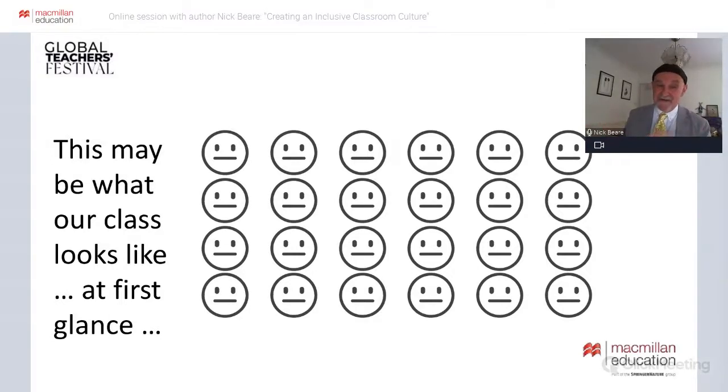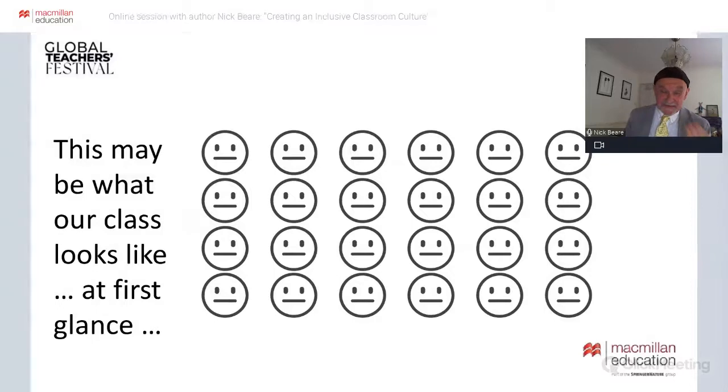This may be what our class looks like at first glance, when we first walk into a new group of students. Oh yes, well they're all there, and they all look, yeah, sort of pretty good students. Yeah, this should be okay. They're not really all like that, are they? In fact, every single one is different.